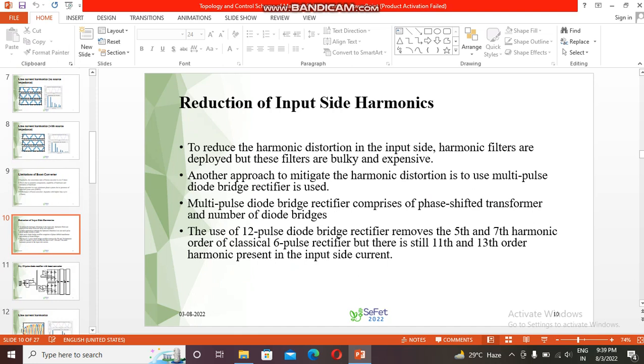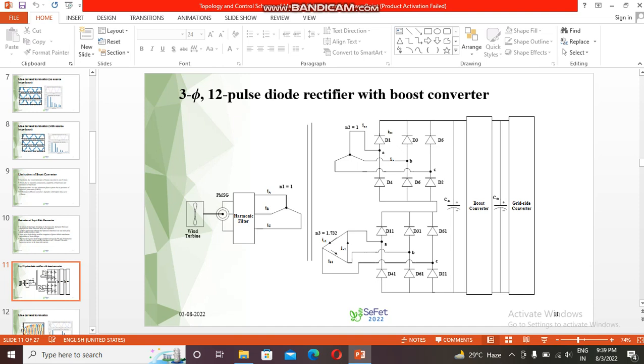In this particular paper, we have used a 12 pulse diode rectifier, where though the 5th and 7th harmonics of the 6 pulse rectifier are mitigated, there still exist 11th and 13th order harmonics. So this is the basic circuit diagram of a 3-phase 12 pulse diode rectifier with boost converter.